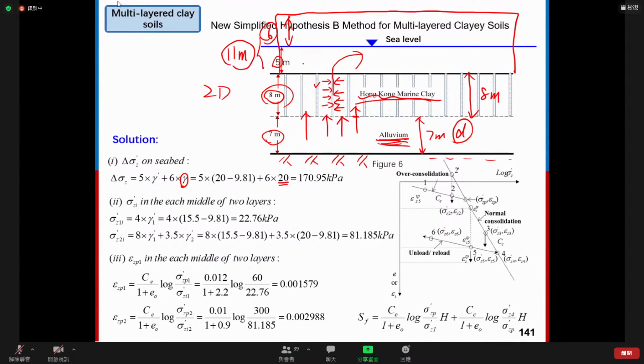And we also have 5 meters submerged underneath the sea level, so we should use the saturated effective unit weight here: use the 20 minus the unit weight of the water, gamma W, right? So we divide it into 2 parts to calculate the effective stress change due to the surcharge. We get the result here. Okay, we divide it into 2 parts.